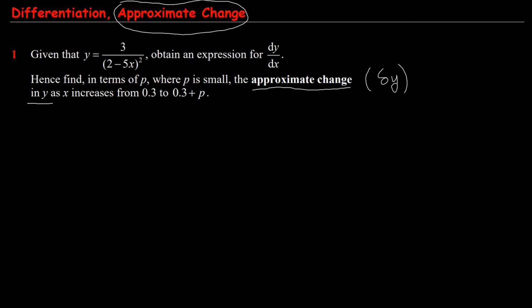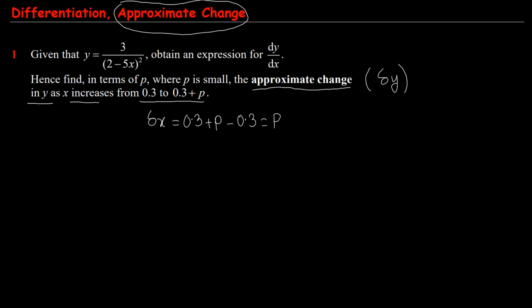Whereas we need to build up the relation with the delta y, and it is written x increases from 0.3 to p. This difference between these two values, you can say delta x, which you can say approximate change in x. So that actually we will get from here 0.3 plus p minus 0.3. We can write the delta x is value of p.